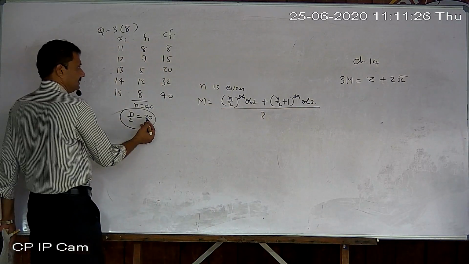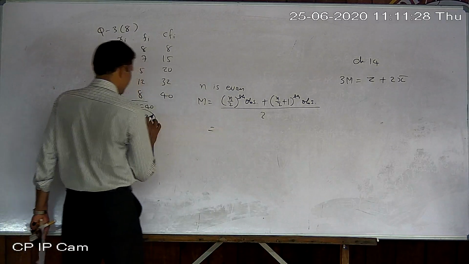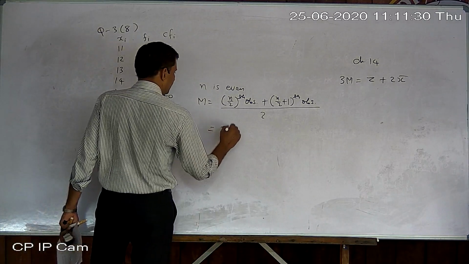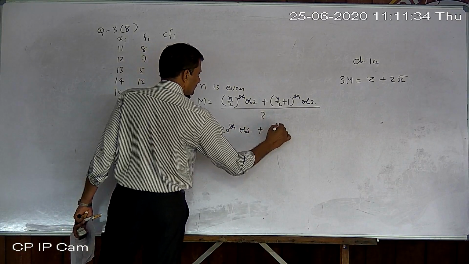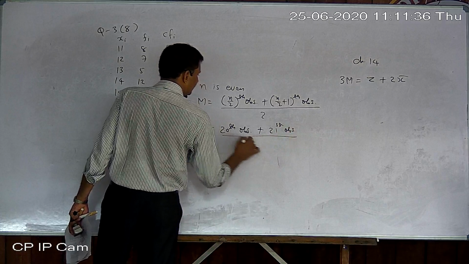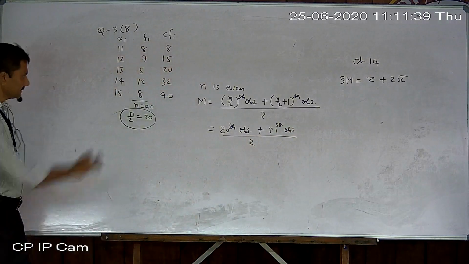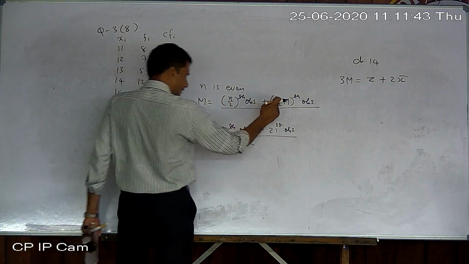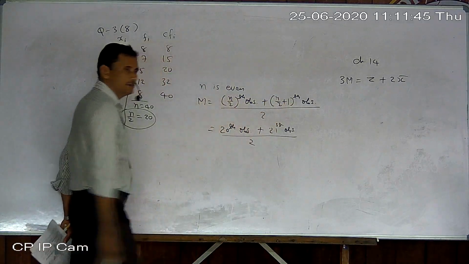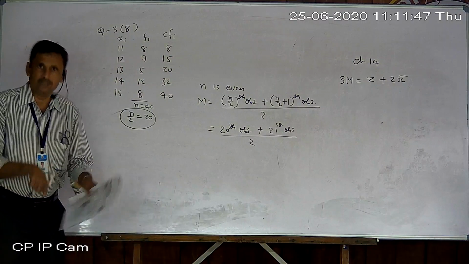So now n is even. So n by 2 means 40 by 2, the 20th observation. Then plus 1 means the 21st observation, divided by 2. I am just using the formula. n equal to 40. So 40 by 2 is 20, then 40 by 2 plus 1 is 21. So the 20th observation plus the 21st observation.